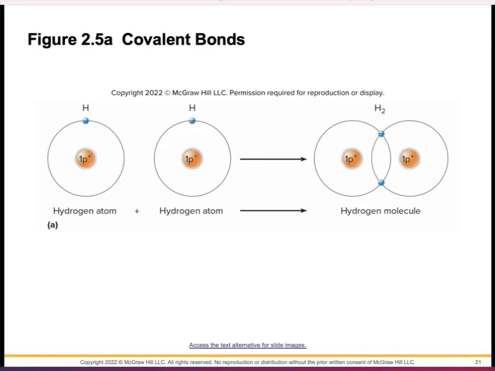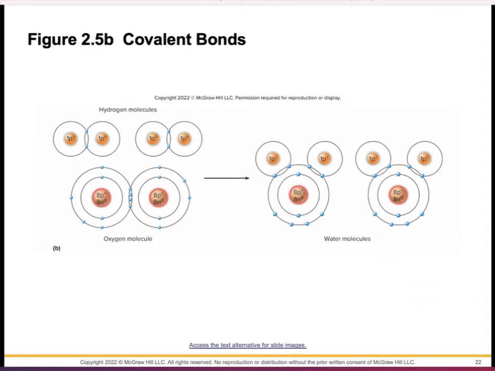Figure 2.5a is an illustration that shows two hydrogen atoms, each with one proton and one electron. They form a covalent bond to form a hydrogen molecule by sharing the one electron. Okay, they are sharing the one electron. That is a covalent bond.